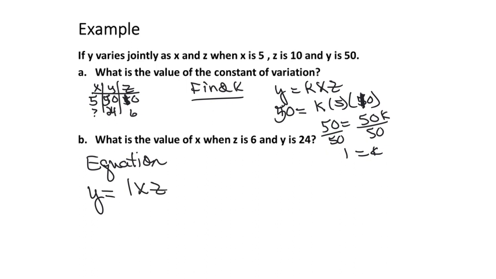All right, the second part, I'm going to replace y with 24. I'm finding x, and I'm going to replace z with 6. To solve that equation, I'm going to divide both sides by 6, and I'm going to get 4 is equal to x.